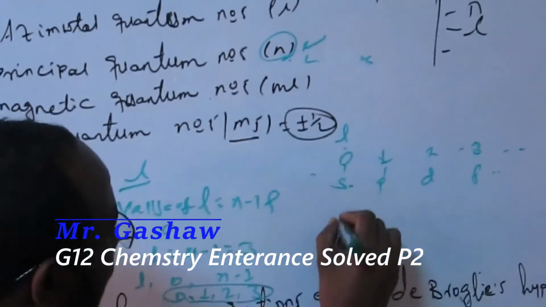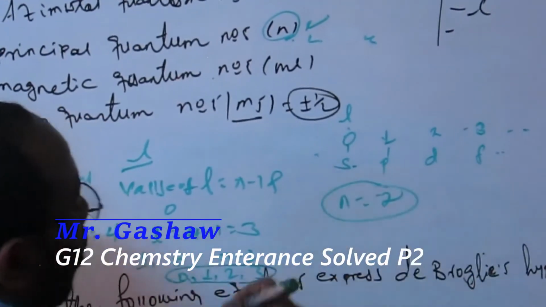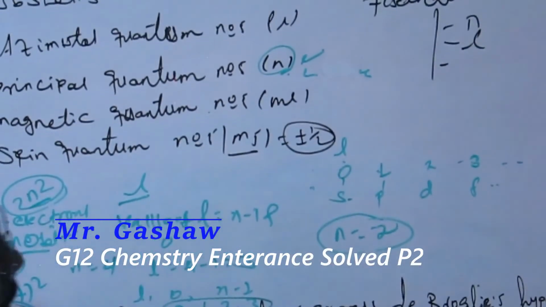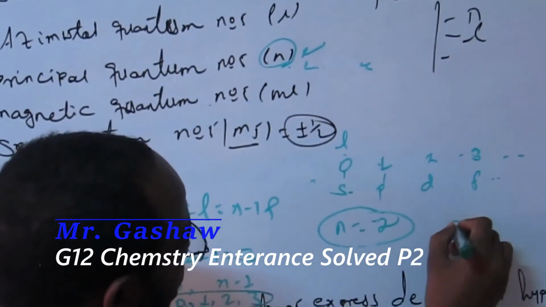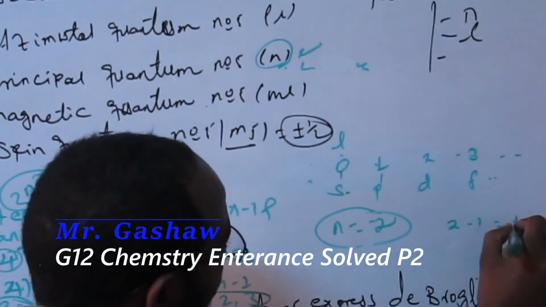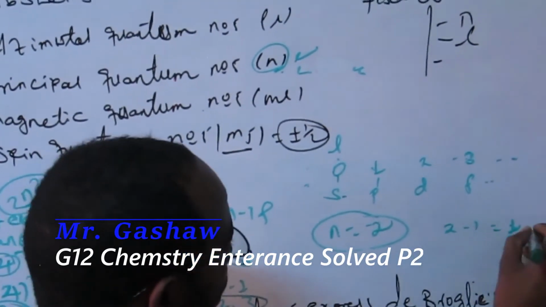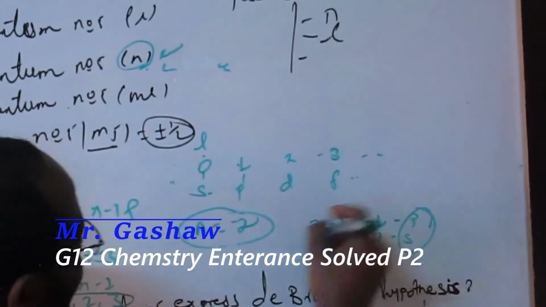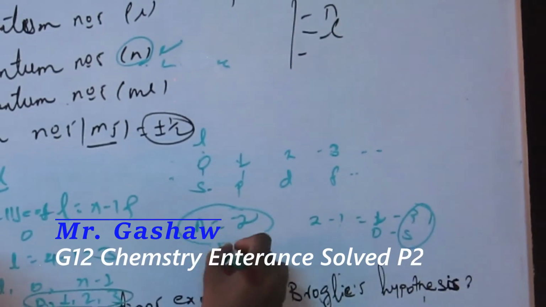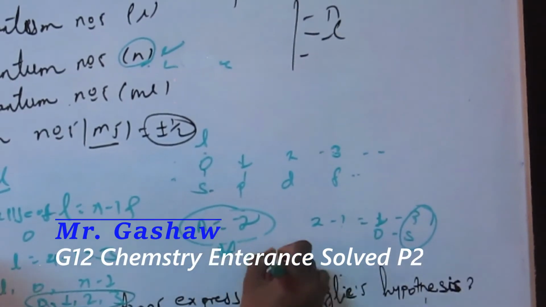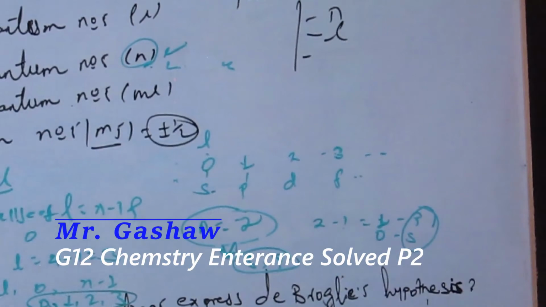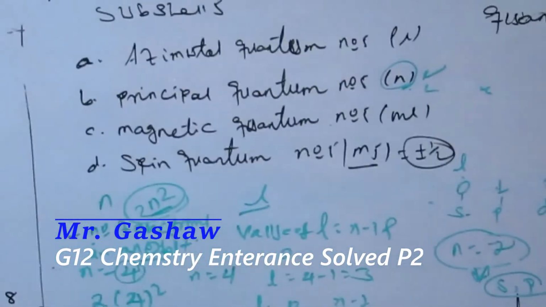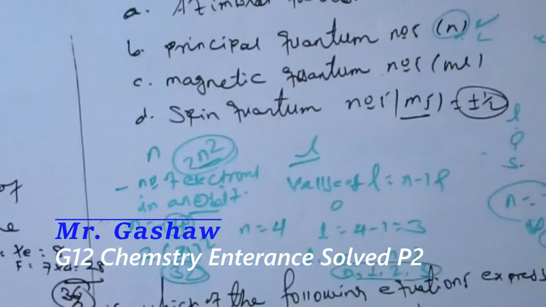For example, if n is equals to 2, and you are asked how many subshells occur in n is equals to 2, n is equals to 2 means 2 minus 1 which is equals to 1. So 0 and 1 exist. 0 and 1 mean the s subshell and the p subshell. So when n is equals to 2, it contains two subshells, the s subshell and the p subshell.